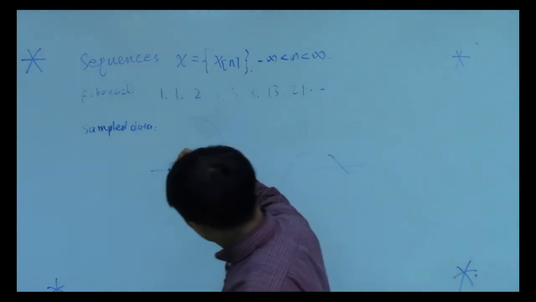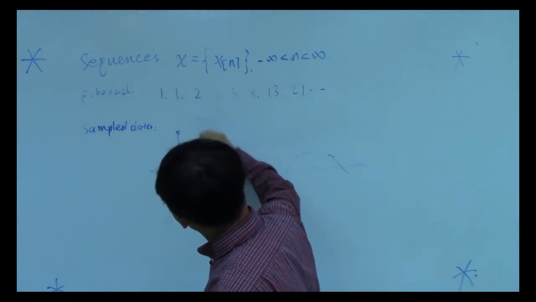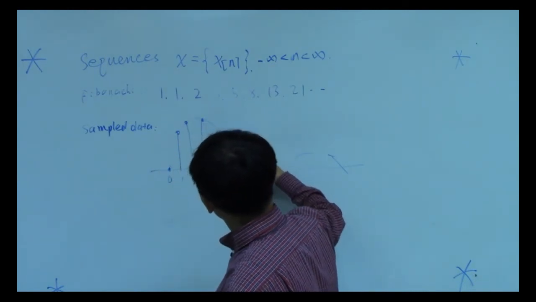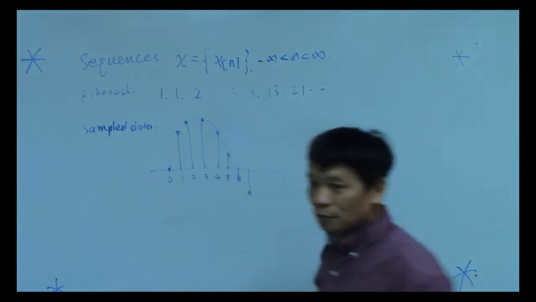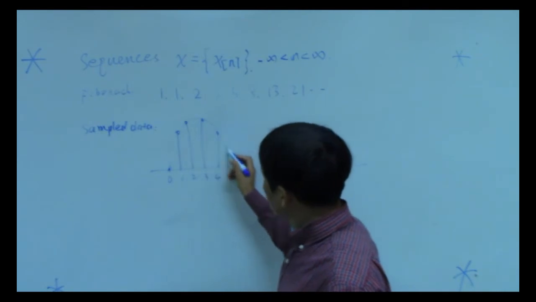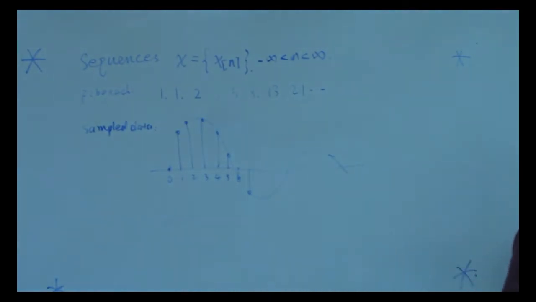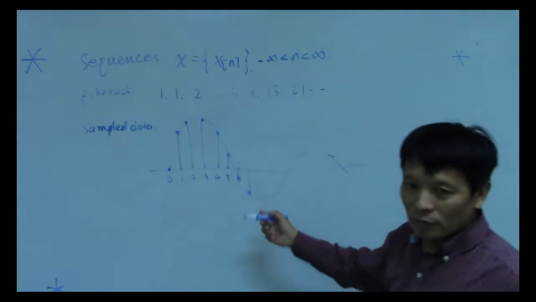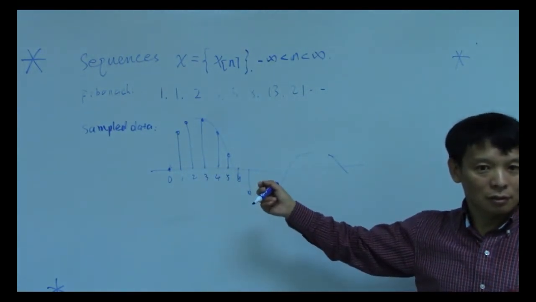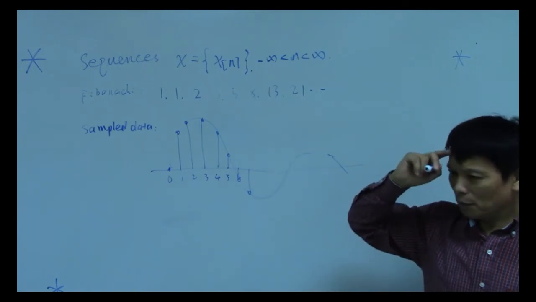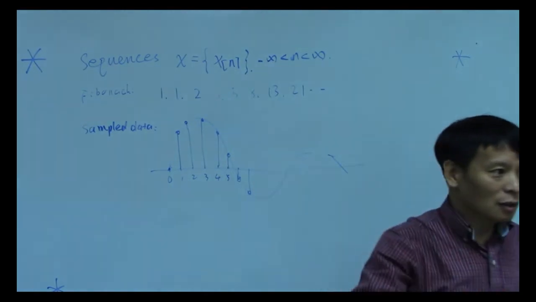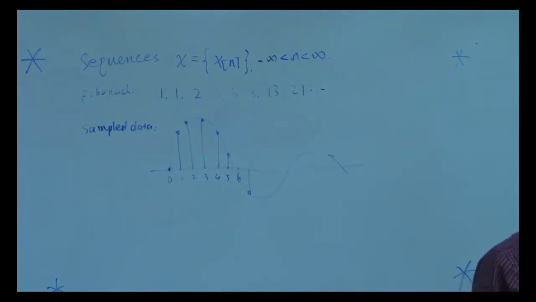So I only choose the data at these times. So this is called sampled data, and this is also discrete time, because the time is not continuous. The amplitude can be continuous. For example, these values can be any real numbers.